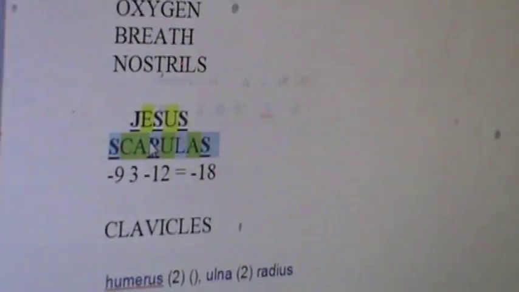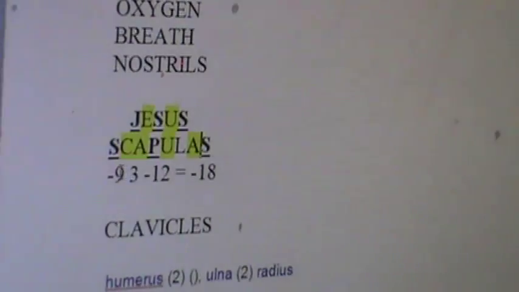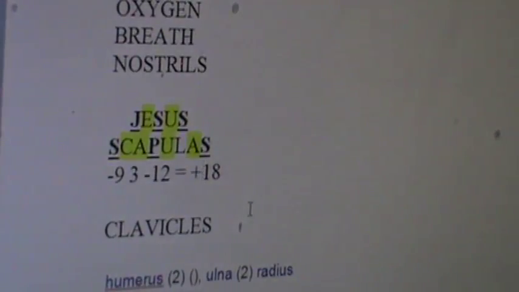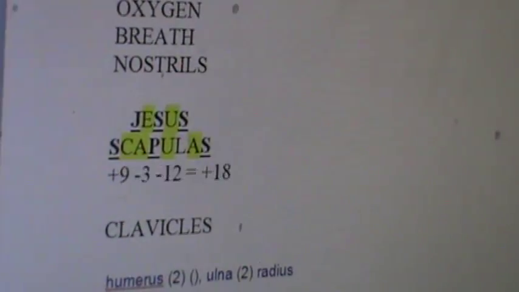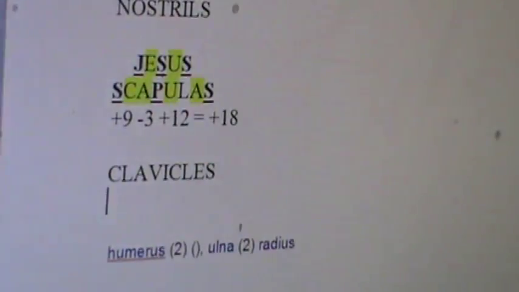So clavicles. Oh my. So how does this compare? Oh my goodness. You got to be kidding me. So clavicles. I want to change these to plus. So scapulas was +18 over Jesus. And then clavicles is +12 over Jesus. Oh my goodness.